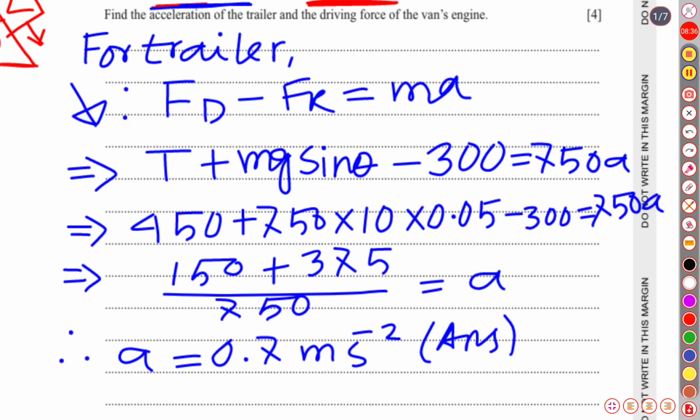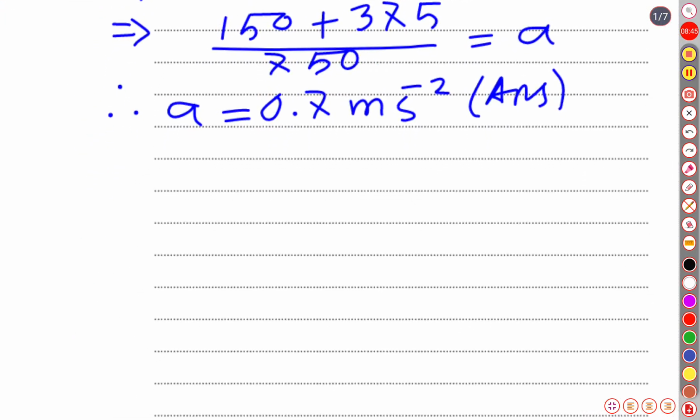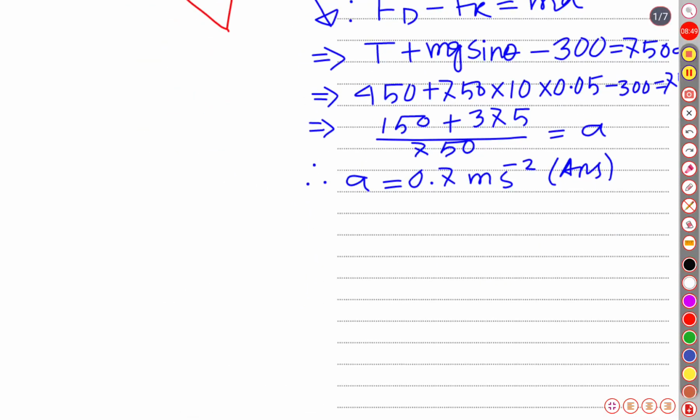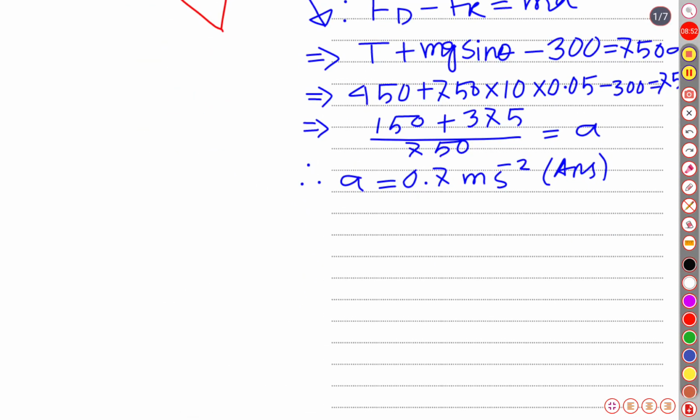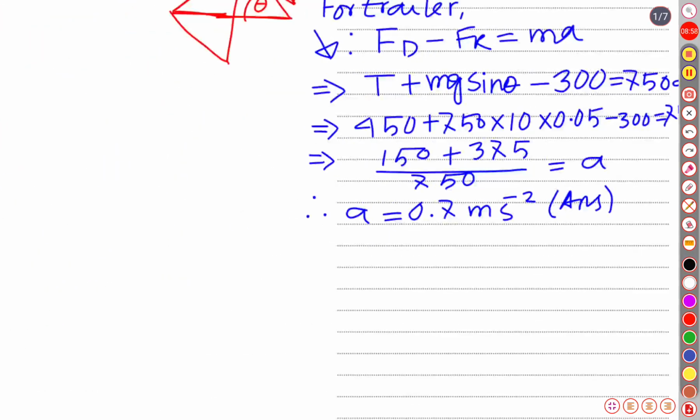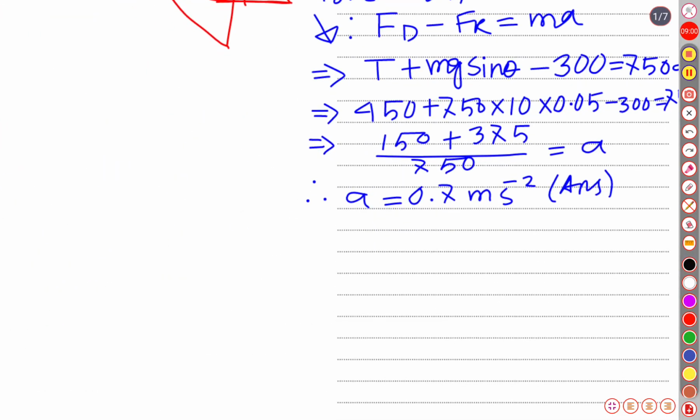Then what is the next part of the question? The next part is, look, it is written here: the driving force of the van's engine. So it's all about the van. We will write here, for the van. Let me see whether there is space on the right side also. Okay, let us continue from here, for the van.